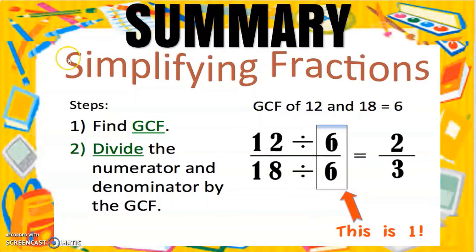To sum up our lesson in simplifying fractions, we need to find the greatest common factor. For example, 12 over 18, the greatest common factor of 12 and 18 is 6. Then divide the numerator and denominator by the greatest common factor. So we're going to divide them by 6 and 6. So 12 divided by 6 is 2. 18 divided by 6 is 3. So we have the simplified fraction 2/3.